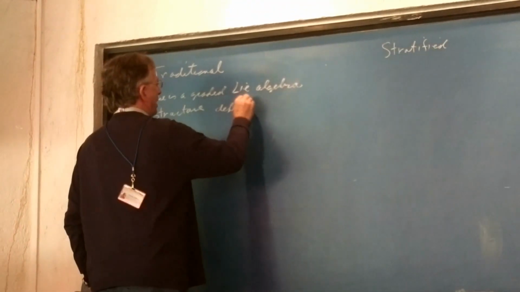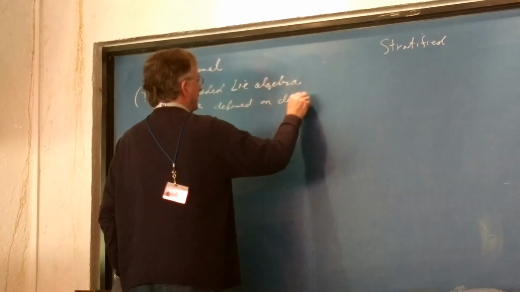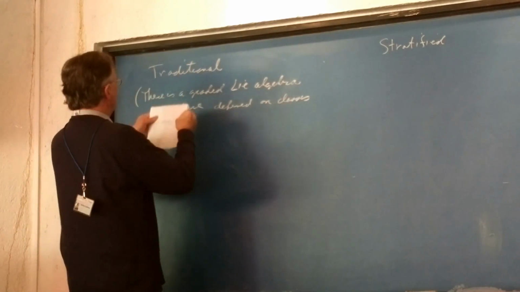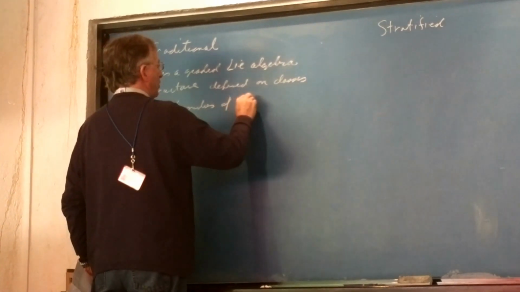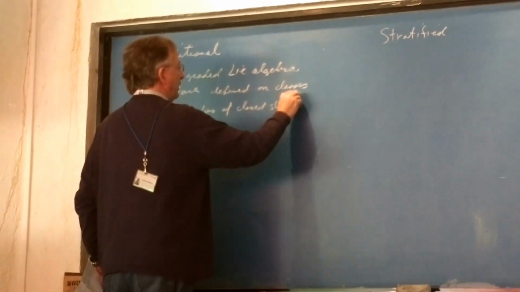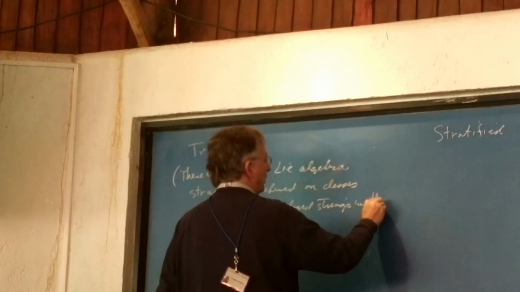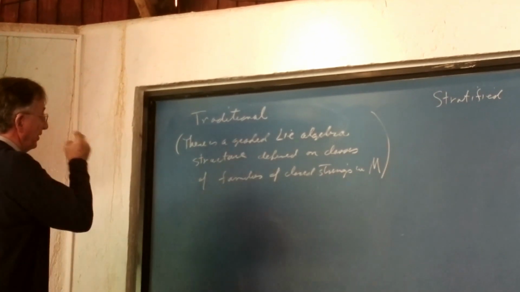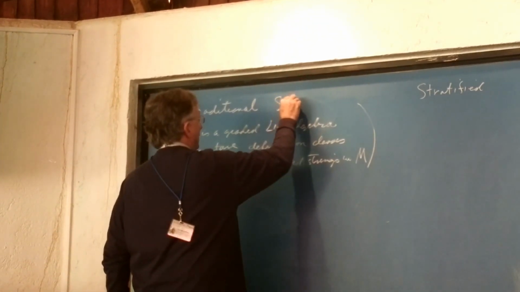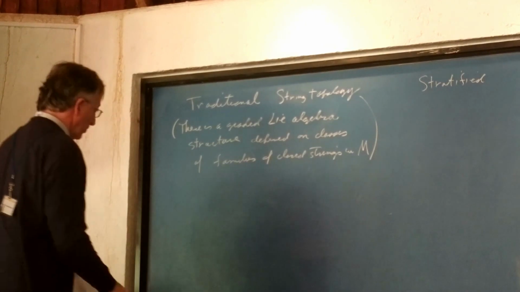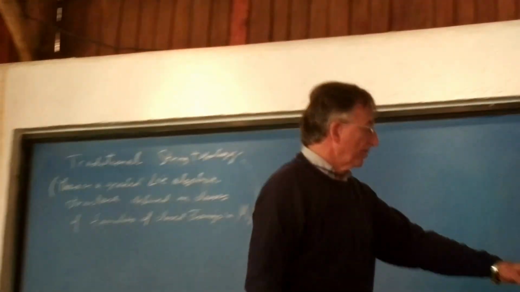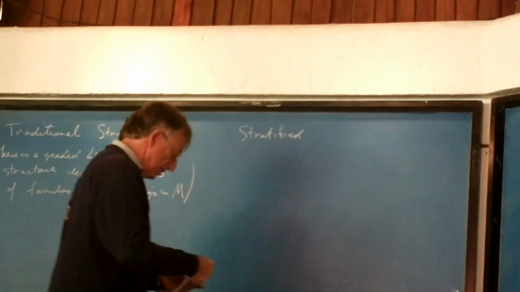A graded Lie algebra structure defined on equivalence classes of families of closed strings in M. So this is part of traditional string topology. So I'm going to draw the picture, which is the string topology part, which is using finite duality and kind of homological ideas, which are softer than pure pi 1 ideas in a way, although kind of sneaking into pi 1, backing into pi 1.